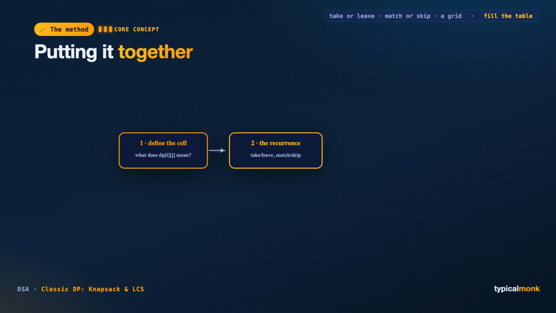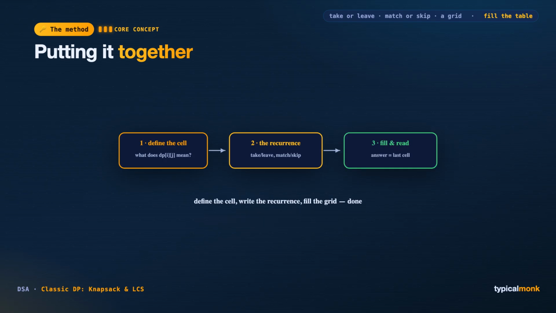With the cell defined, these recurrences read almost directly off the take or leave and match or skip logic we found. Step 3: Fill the grid and read the answer. Loop over the table filling each cell from its neighbors, starting at the base case edges and working to the far corner. Then read the final cell. That corner is the answer to the whole problem.